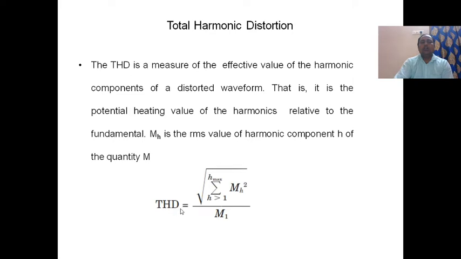So the total harmonic distortion is equal to the square root of the sum of M_h squared for h greater than 1 up to h maximum, divided by M1. M1 is the fundamental.